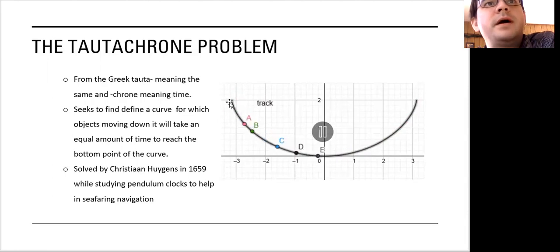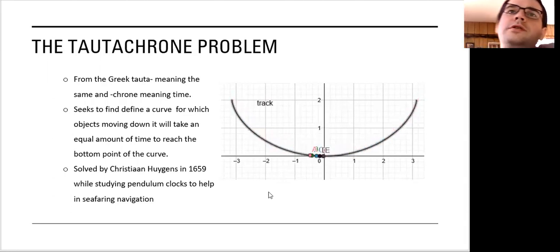it takes the same amount of time for A to go from the top to 0 as it does for point E to go from just next to 0 to 0. How this worked was essentially that it was suspected that this curve was a cycloid. So we're going to go ahead and plug in what we know about a cycloid and see if it holds true.